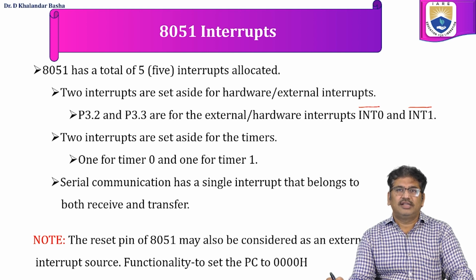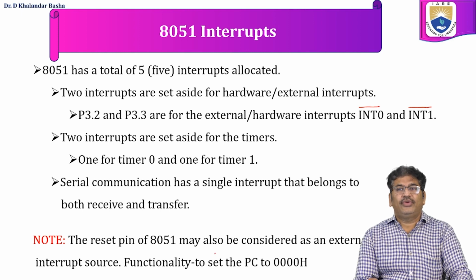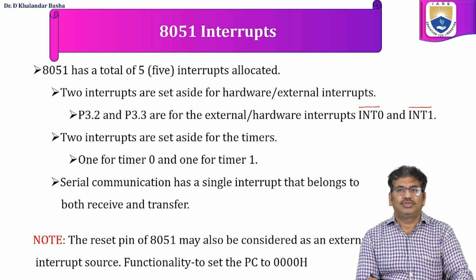Two interrupts are set aside for the timers, as the 8051 consists of two timers, timer 0 and timer 1. One interrupt request is for timer 0 and one for timer 1. Serial communication has a single interrupt that belongs to both receiving and transmitting. The reset pin of the 8051 may also be considered an external interrupt source, which sets the PC to the ISR address 0000H.